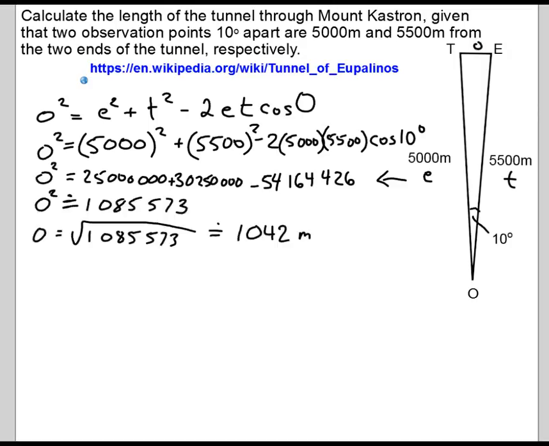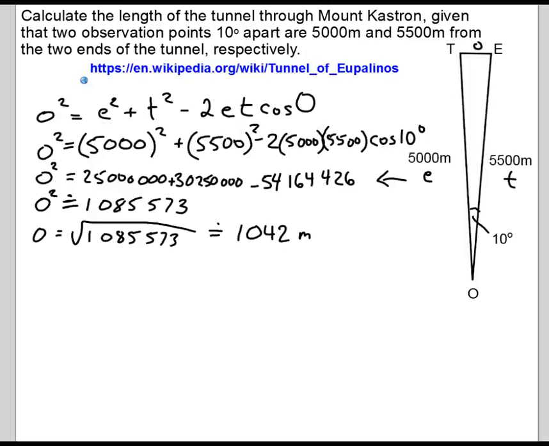Okay, so I'm working this out in steps, and then we're using the cosine law. Like the Pythagorean theorem, the final step is to evaluate the square root of that. Notice I'm just rounding this to the nearest meter in this case. These are really long distances, so we don't need decimal places.